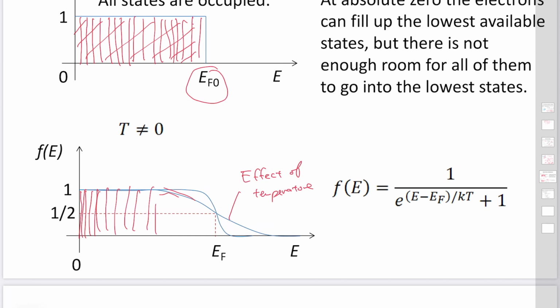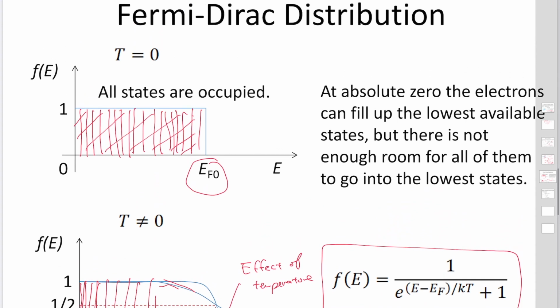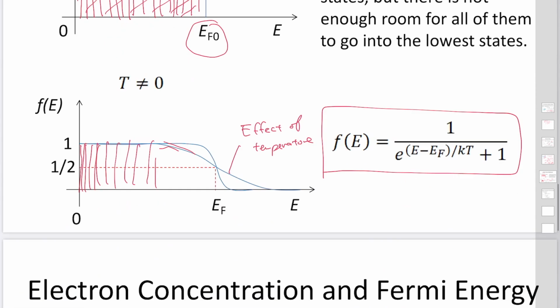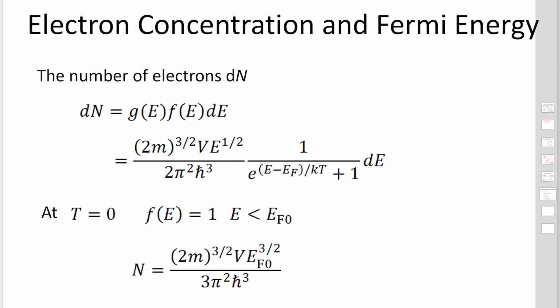This distribution function is expressed with this function. When you study statistical physics, we are going to study the Fermi-Dirac distribution. But at this moment, maybe it is enough. We consider T equals 0, absolute zero temperature. All the energy states are occupied by electrons from the lowest energy state up to E_F0. Then we can calculate the electron concentration and the Fermi energy.